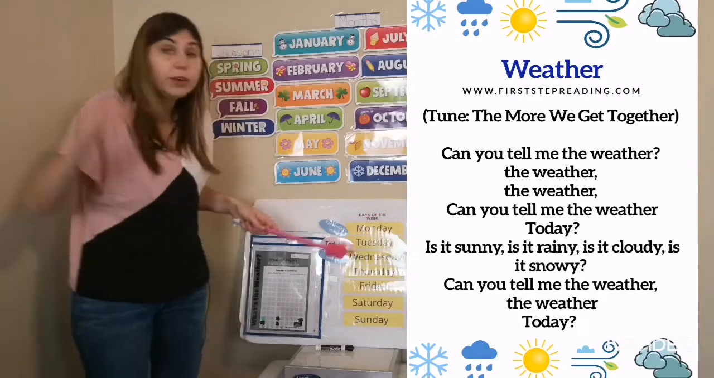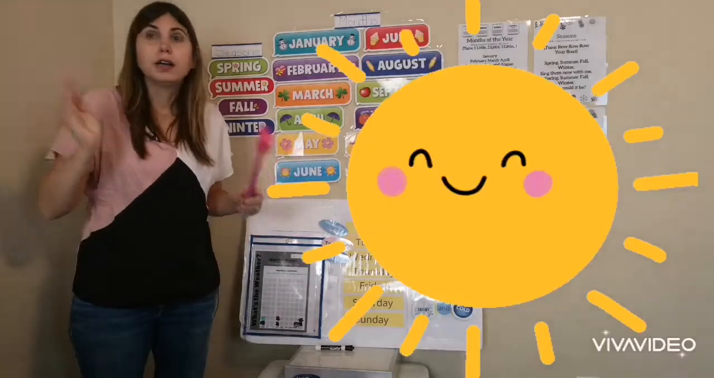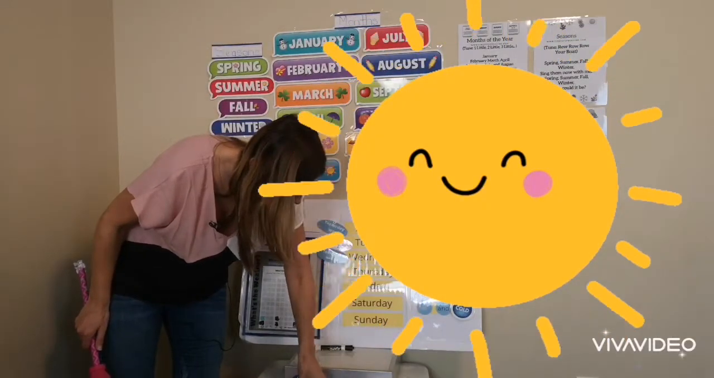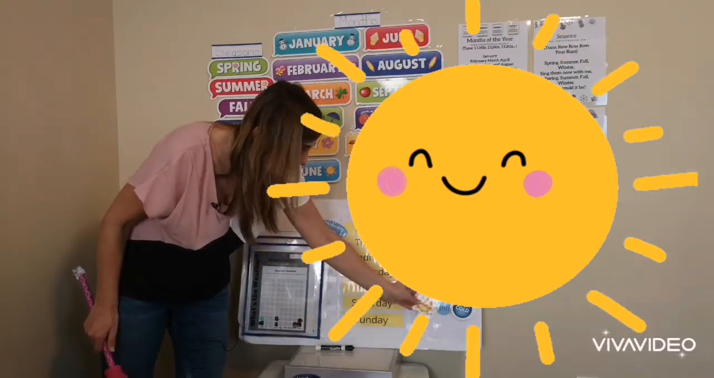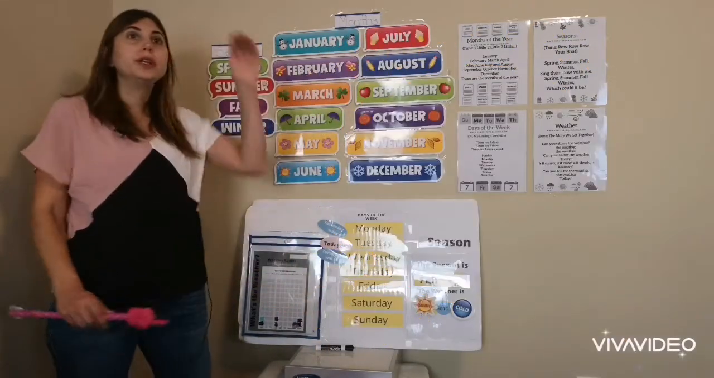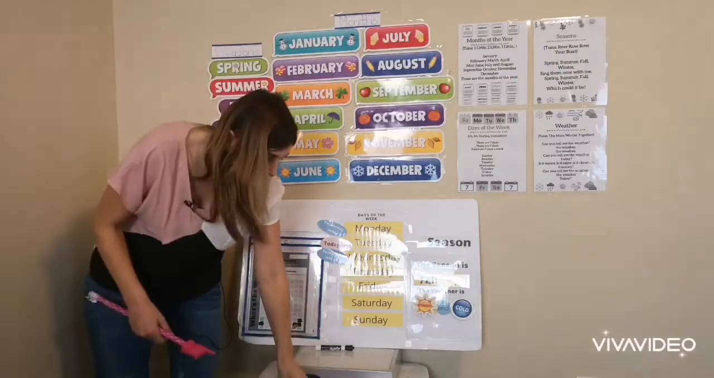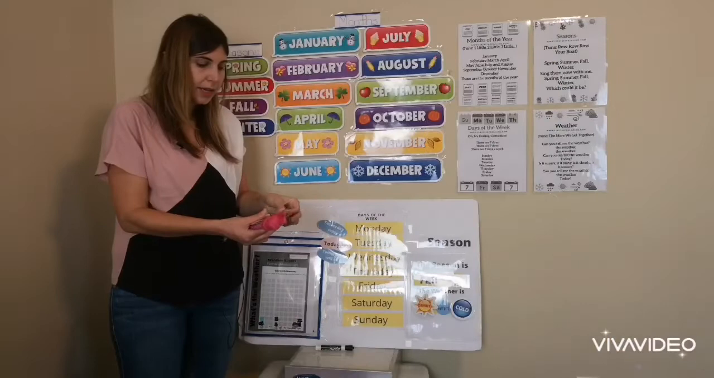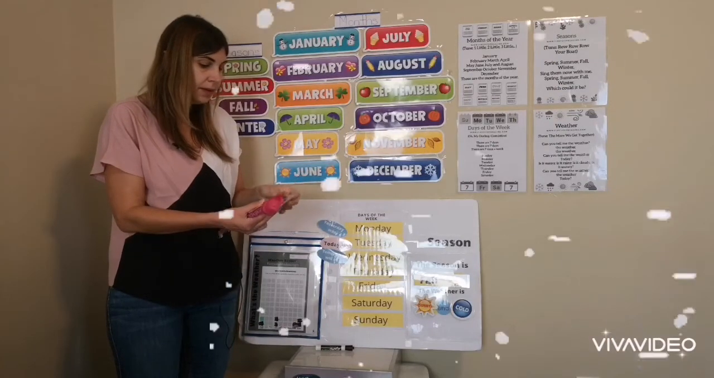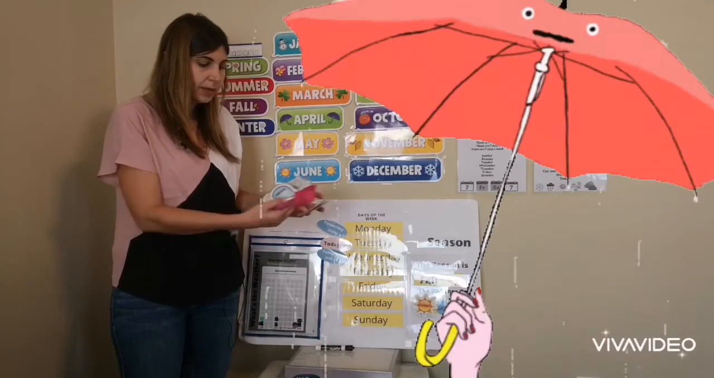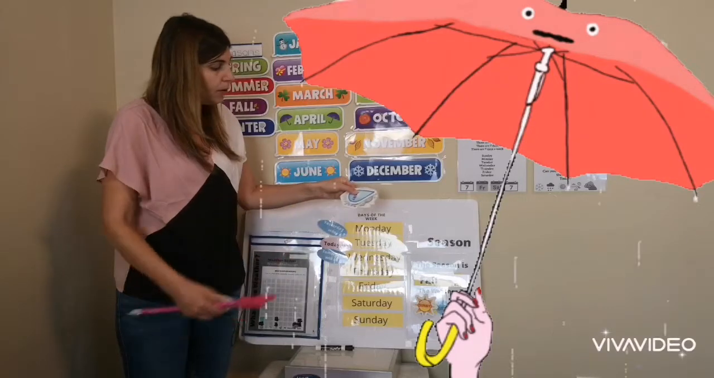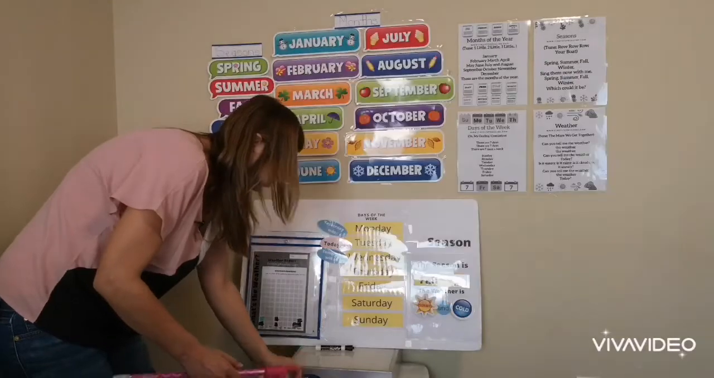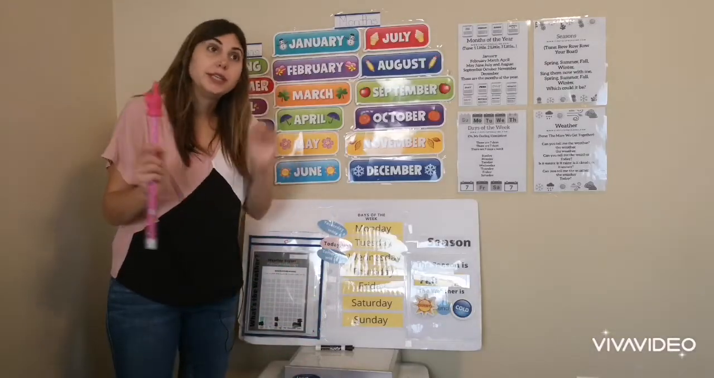So first I look out my window. It's a nice sunny day. So I put up sunny on my calendar. You can look out your window and maybe it's a windy day. Maybe it's a snowy day. Maybe it's a rainy day. Or maybe it's a cloudy day. So you look out your window and you see the weather.